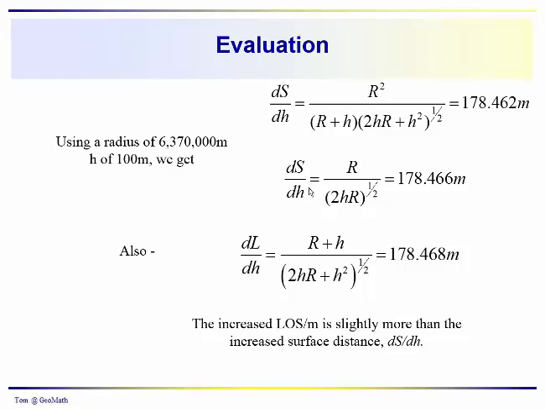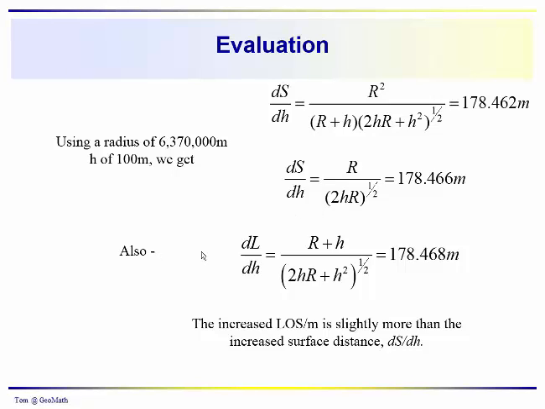And then this ds/dh is an explicit calculation, not making the simplification that r plus h is approximately equal to r. This is using the simplification. We get 178.466. So you can see that these two are pretty close together, so this is a lot easier to do than this, and we don't really have much error.